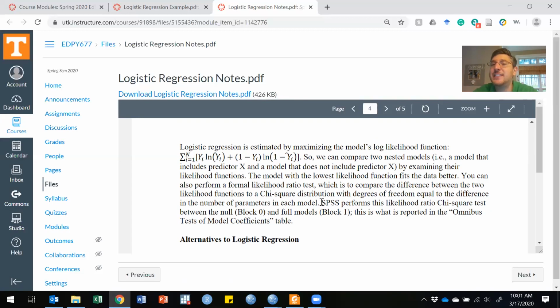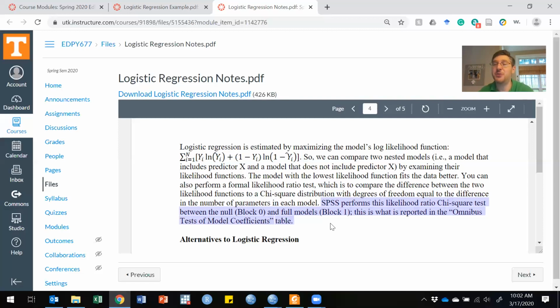And SPSS performs this test for you automatically, basically comparing your null model, so the model with no predictor variables in it, and then your full model with all of your predictor variables in it. So it's saying, do all of these predictor variables, as a set, do a better job of explaining group membership than the model with no variables in there. So you want to see that that model is statistically significant.